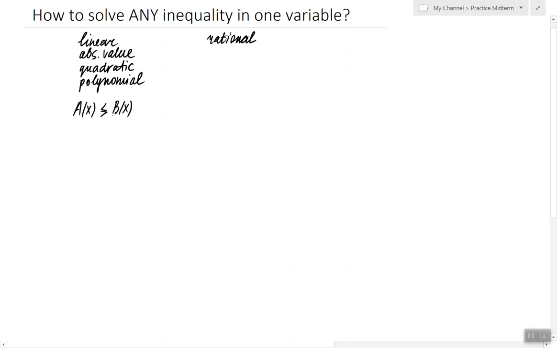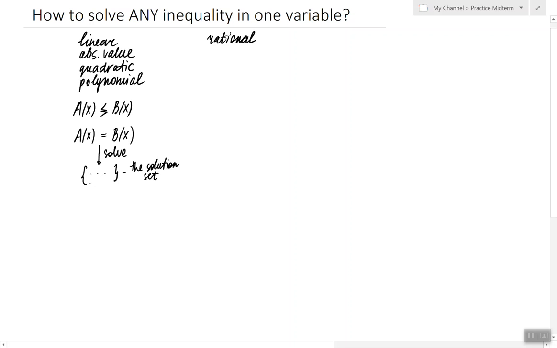So here's how we solve any inequality in one variable. We replace the inequality sign with an equal sign. Then we don't have an inequality anymore, we have an equation in one variable. If you solve this equation in one variable, then you should be able to produce what we call the solution set. So the solution set is just the set of values that make this equation a true statement.